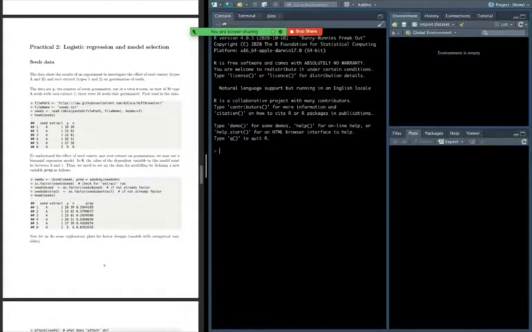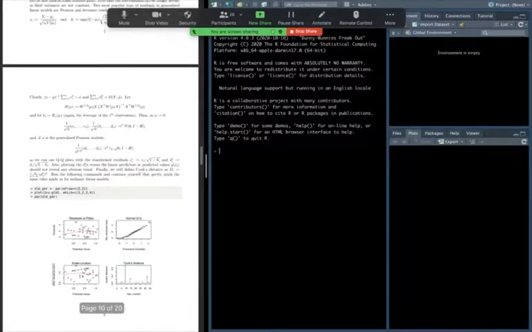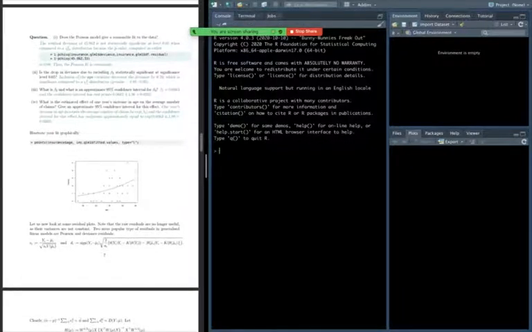I had a question about practical 1, on page 7. Question 4, about the effect of 1 year's increase in the age. Is this an additive or multiplicative increase? What's the estimated effect of 1 year's increase in age on the average number? Yeah, this is multiplicative. Okay, I was just a bit confused by the way it was written down. Yeah, that's multiplicative.